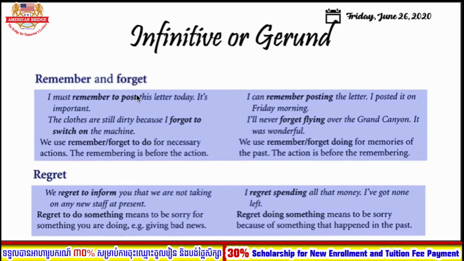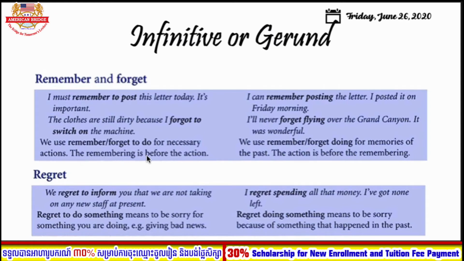So remember and forget. Let's start by reading some of the examples here. I must remember to post this letter today. It's important. The clothes are still dirty because I forgot to switch on the machine. So in the first example here, they use remember plus to infinitive. And the meaning of this, remember and forget plus to infinitive, is used to talk about something that is necessary, an action that is very important.